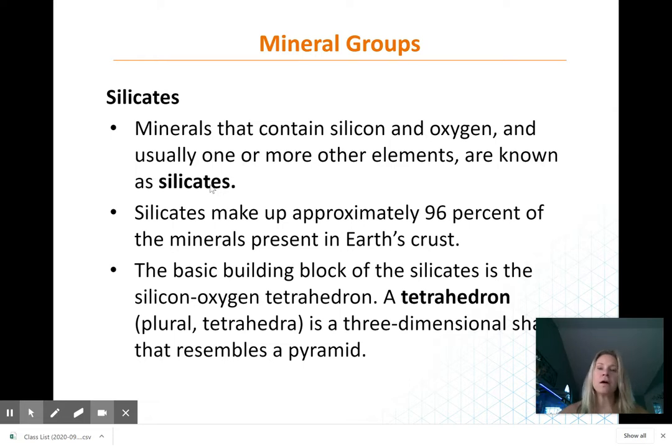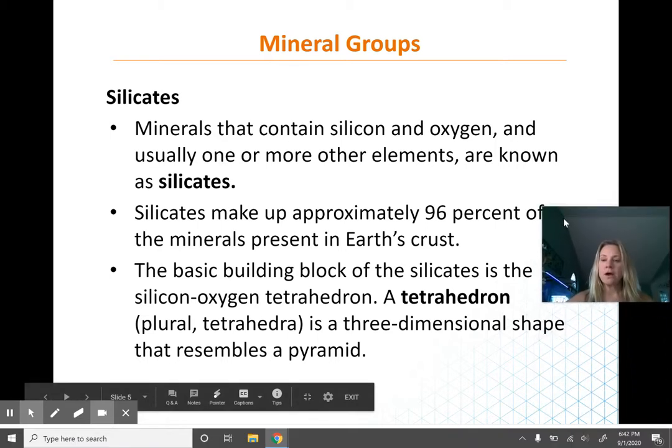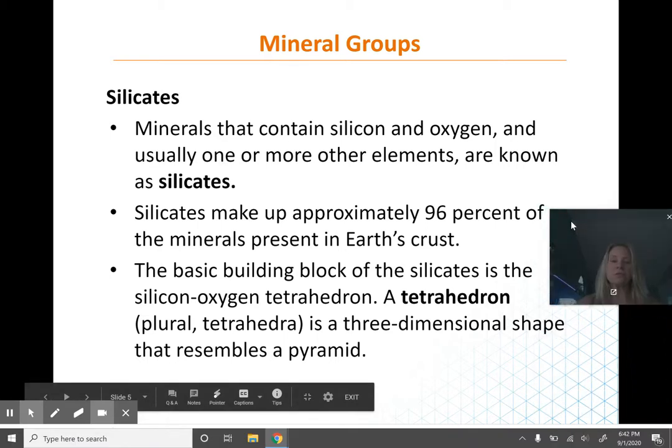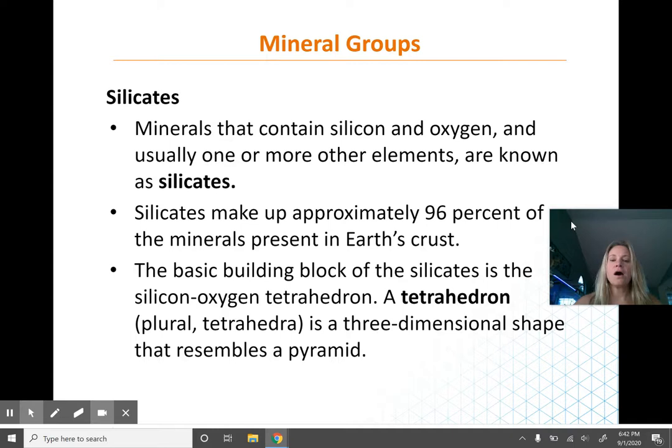Then if we look at the silicates, they're bound together by something called a tetrahedron. Let me just move my picture here. A tetrahedron is just this three-dimensional shape. I'll show you in a minute. But it resembles a pyramid.